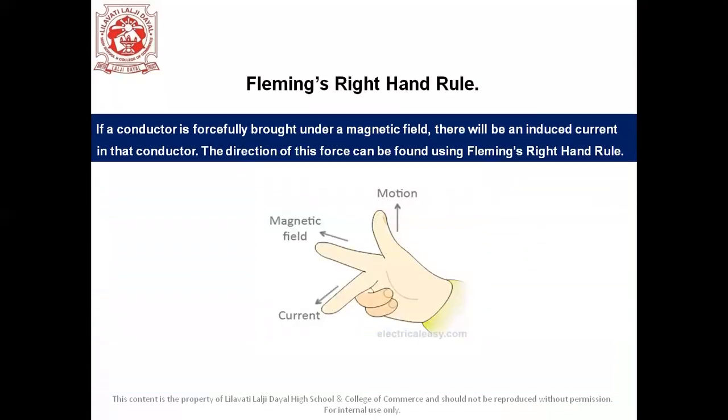That is Fleming's right hand rule. So students, as you can see, if a conductor is forcefully brought under a magnetic field, there will be an induced current in that conductor. And the direction of this current can be found using Fleming's right hand rule. So herein, if you can see in the diagram, we have to stretch the thumb, the index finger, and the middle finger of the right hand in such a way that they are perpendicular to each other. In this position, students, the thumb indicates the direction of the motion of the conductor, the index finger denotes the direction of the magnetic field, and the middle finger shows the direction of the induced current. So this is all about Fleming's right hand rule.